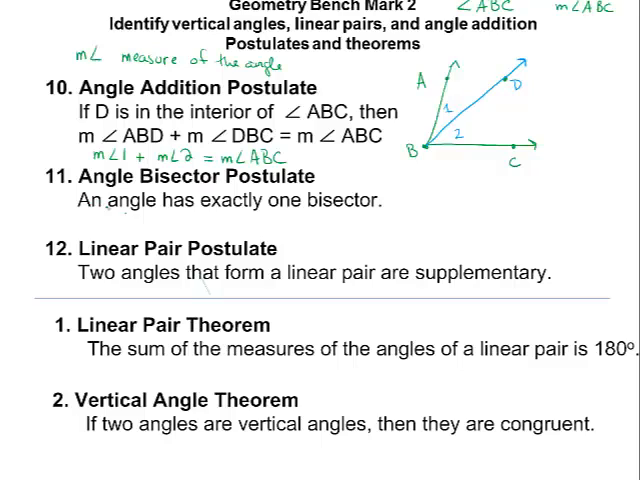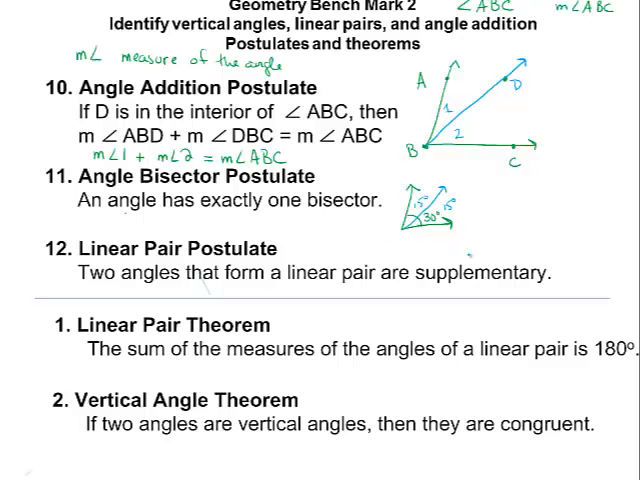Angle bisector postulate, any angle has exactly one bisector. So if I have an angle, and let's say this angle is 30 degrees, the whole thing, and I come in and I cut it, well then this part is 15 degrees and this part is 15 degrees, and there's only one line that will cut that angle perfectly in half. So there's only one angle bisector.